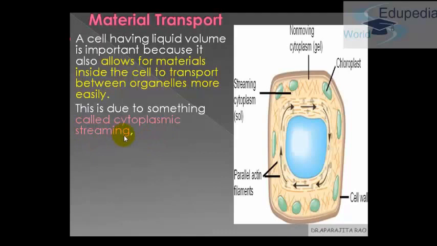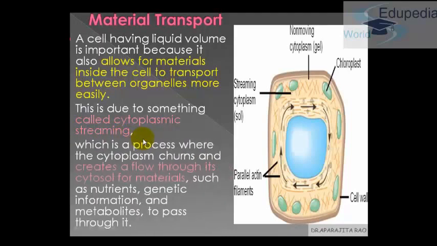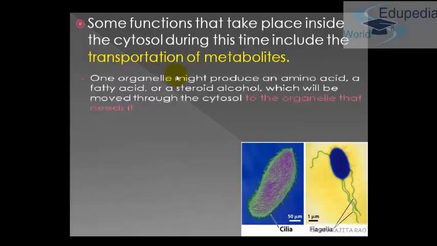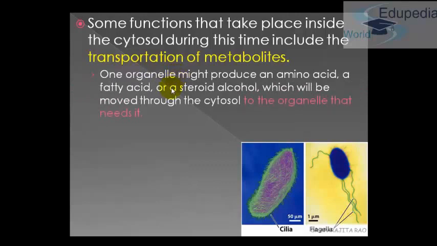Very important, please pay attention to the terminology. This is a process where the cytoplasm churns and creates a flow carrying the materials in the cytosol. We just saw how it is happening. Apart from that, cytoplasmic streaming also helps in the transportation of metabolites. In the example I just gave you, one organelle might produce an amino acid or a fatty acid that the other organelle needs, and that is how it goes to the other organelle.